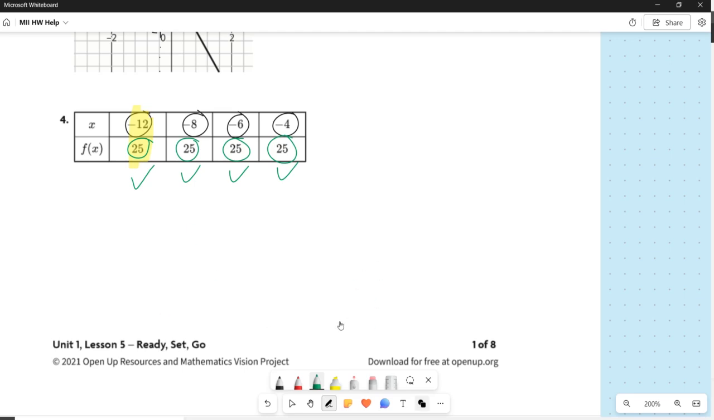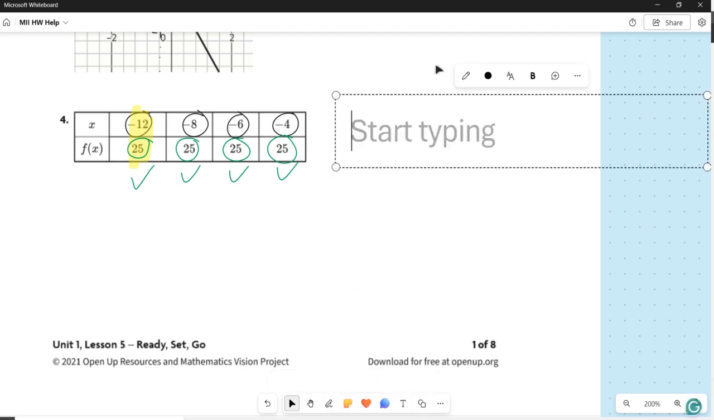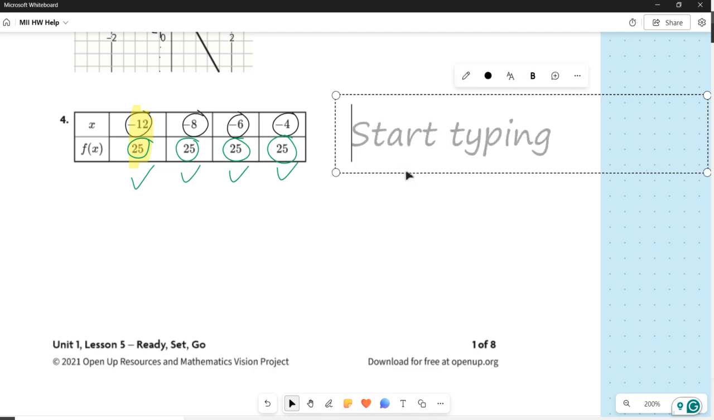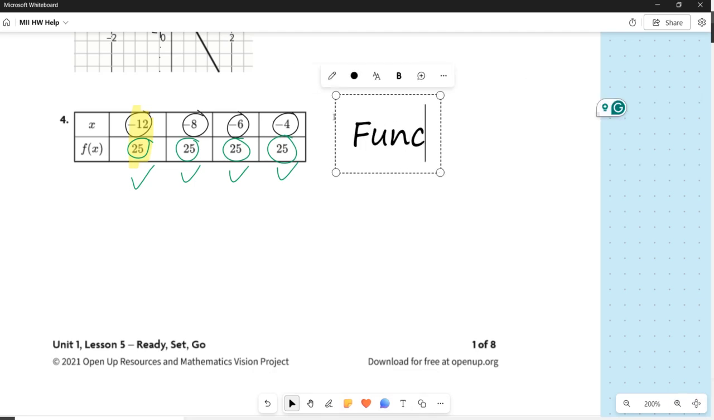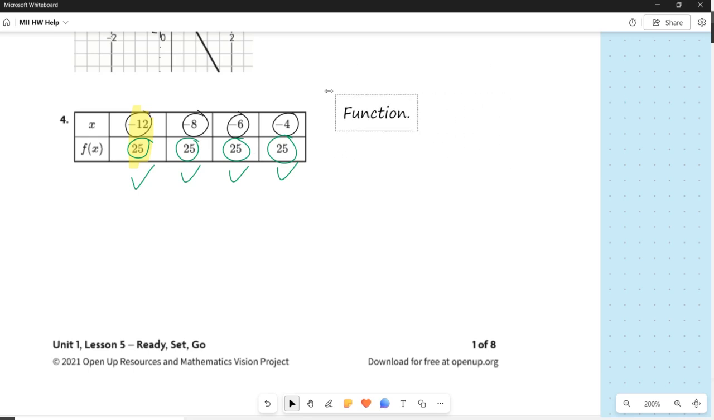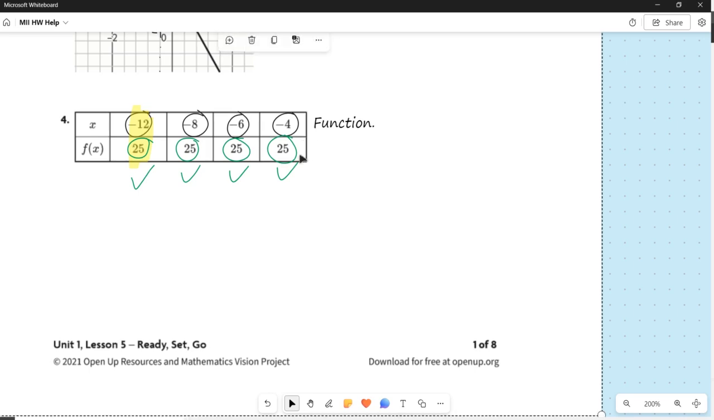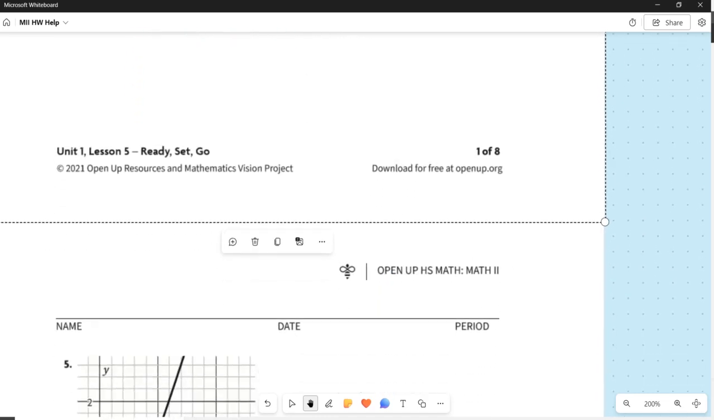So this is kind of a silly function. It's not really doing much. It's just spitting out a 25, but it is in fact a function, right? We're not judging the function. It's doing what it's doing. So next question is 5.